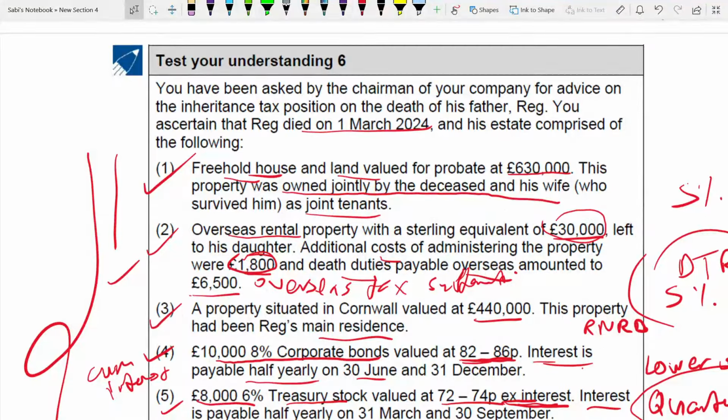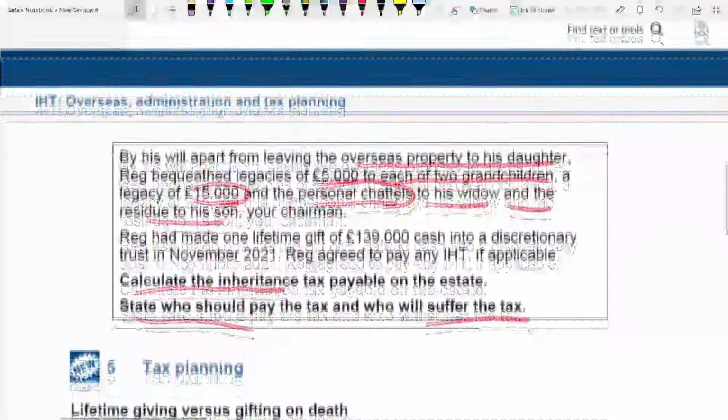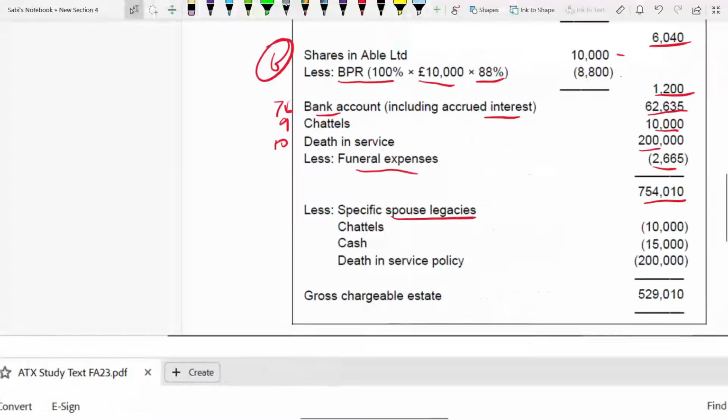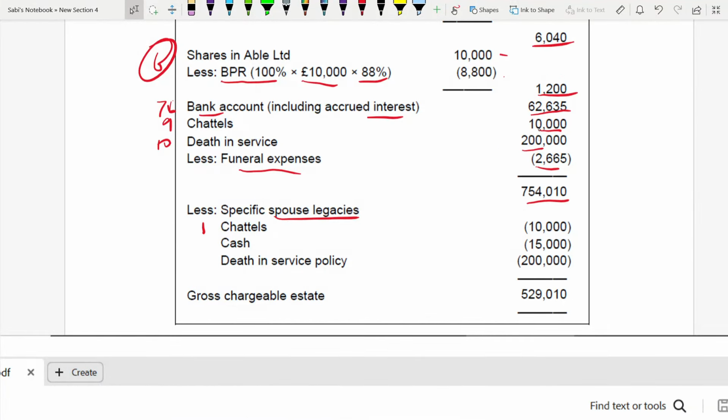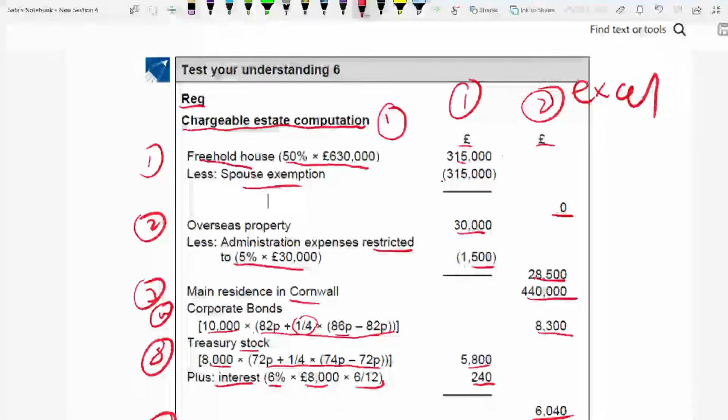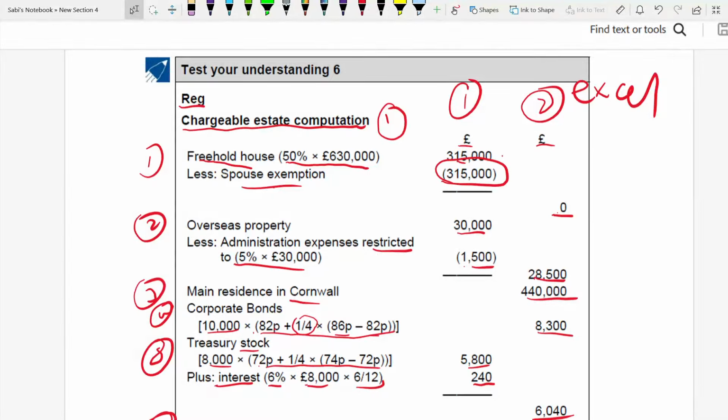Remember, jointly they have owned. The first one, this is why you have to, you can't forget that one. You have to link. So there are three: chattel, cash, death in service. I'm sorry, this has already been deducted. Spouse exemption has been applied here. Freehold house. So that's why you don't have to deduct here.